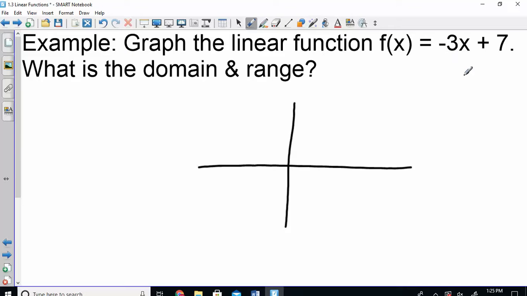Okay, what do we plot first? The 7. The 7. So on my y-axis, I've got 7 tick marks. My slope is -3. So how do I graph that?